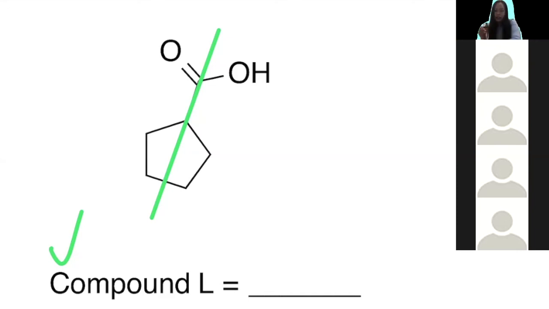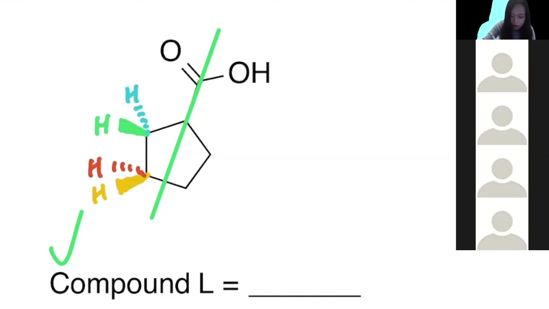So when I see that, I know I just need to count one side. So wedge hydrogen, dash hydrogen, wedge hydrogen, dash hydrogen. There is a hidden hydrogen here. I'm going to remove the symmetrical plane. And the last one is the hydrogen on the carboxylic acid. So in total there are 6 signals.